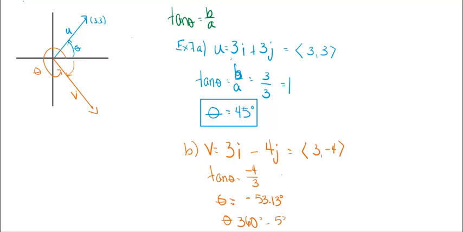Minus 53.13 degrees. And when I subtract that out, I get 306.87 degrees as the correct direction angle for vector v.